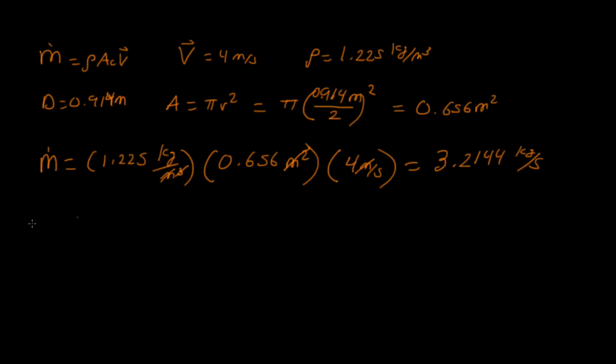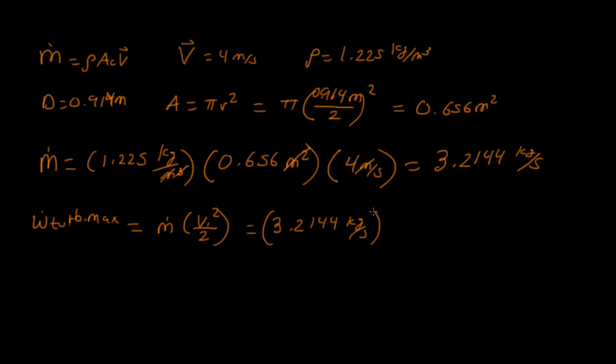So now we can plug this into this equation, which is work of our turbine, theoretically maximum, is equal to mass flow rate times velocity 1 squared on 2. And this is 3.2144, and this is kilograms per second. And I'm going to have velocity 1, which is 4 meters per second. That's going to be squared divided by 2.